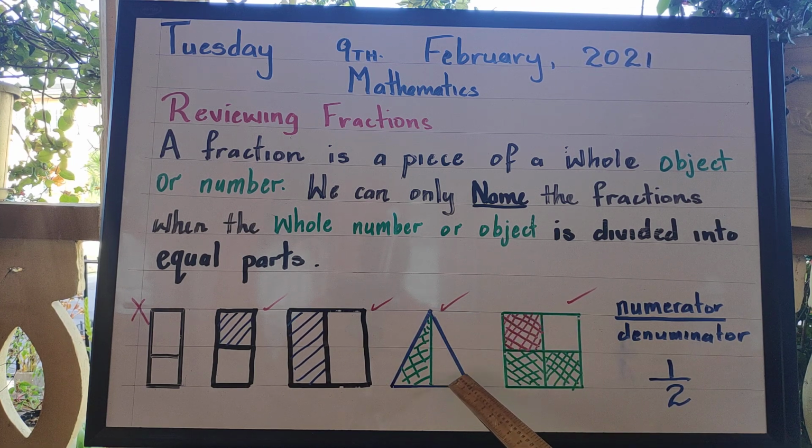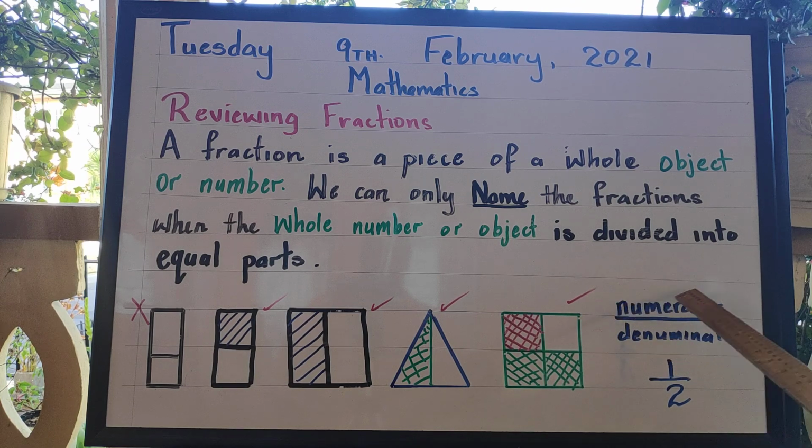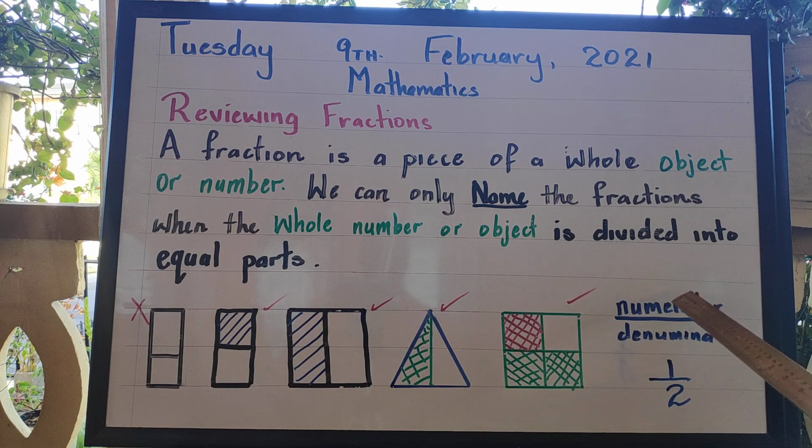All right? Remember, a fraction has two main parts. The number on top is called the numerator, and the number at the bottom is called the denominator. Numerator, denominator. Remember, D for down below, numerator on top, denominator down on the bottom.